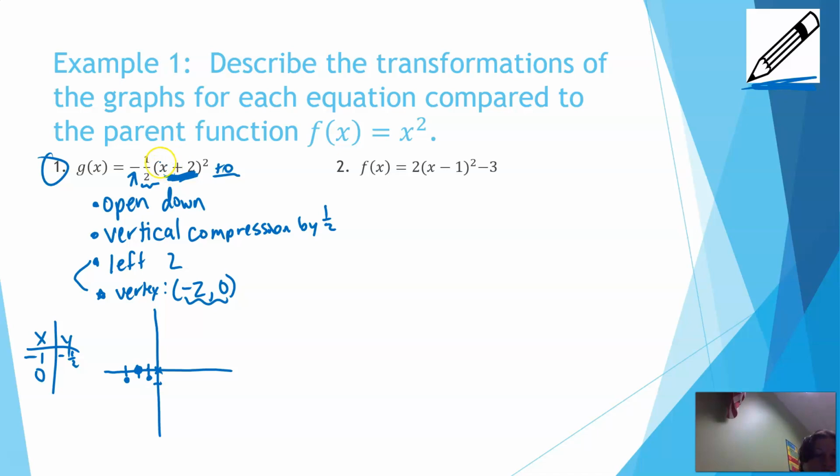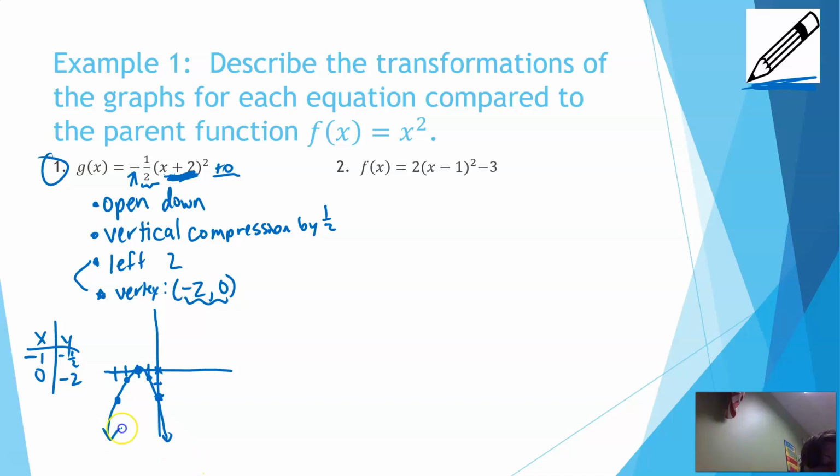Now I plug in 0. 0 plus 2 is 2. 2 squared is 4. 4 times negative 1/2 is negative 2. So I have a point at 0, negative 2, and therefore I reflect it. I also have a point at negative 4, negative 2.